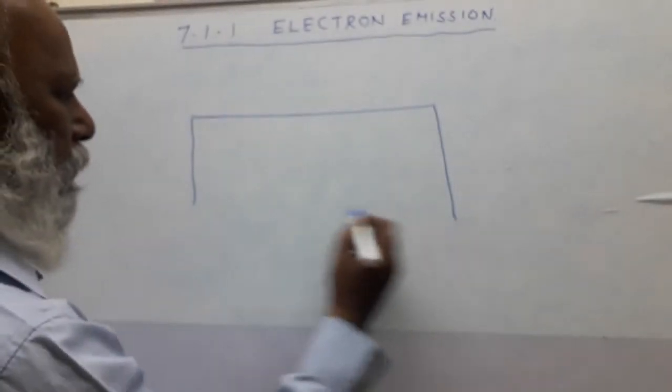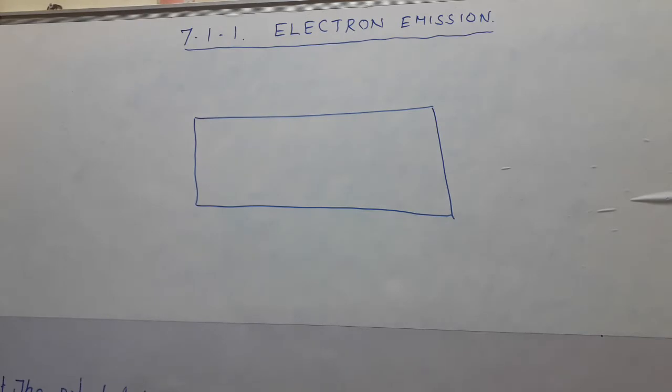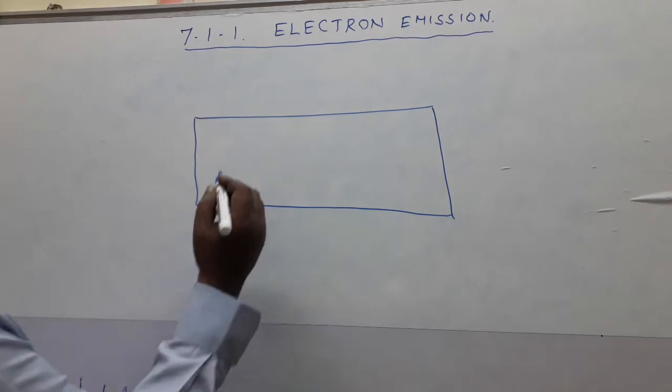Let us assume one metal as shown in the figure. Inside the metal, there may be enormous nuclei available. Let us assume one nucleus, or one atom. One atom means there may be orbits like this, with a nucleus as the center, which is positively charged, and electrons revolving around the nucleus.